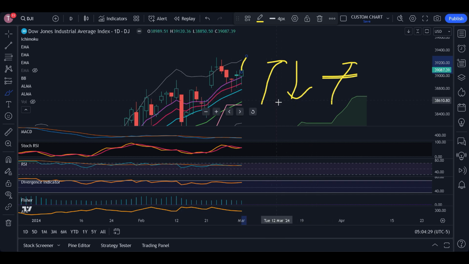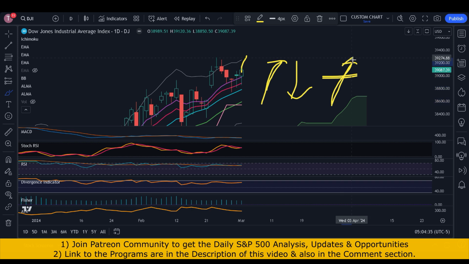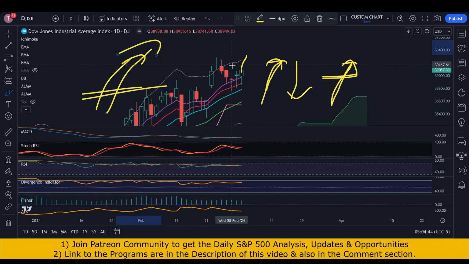For more bullish movement to happen, the Dow Jones must move up, and the MACD of the Dow Jones and the stochastic RSI of the Dow Jones must align bullish. This is the only case when we can anticipate more bullish movement in the entire US stock market.